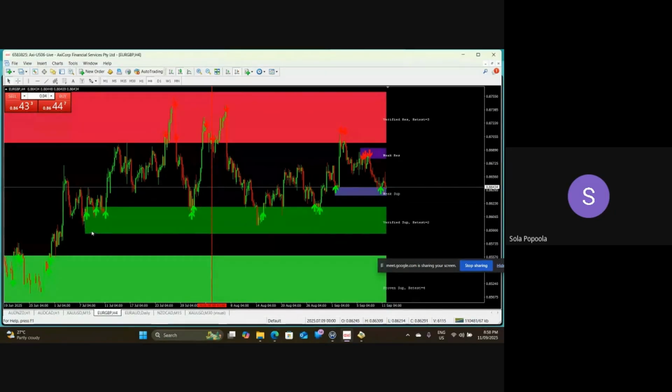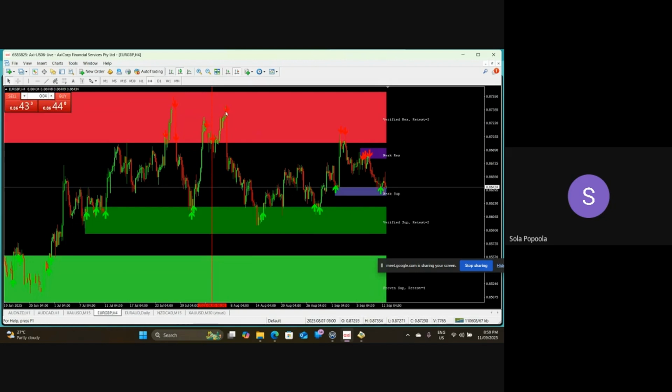When we talk about verified support, it is the place where price has touched severally. Look, price came here, it was pushed out, pushed out, pushed out. So, even if you only want to trade with it, because it has its own arrows, you can see it has green arrows. When price enters into this zone and then comes out of the zone, this arrow is printed. That is when your EA takes a trade.